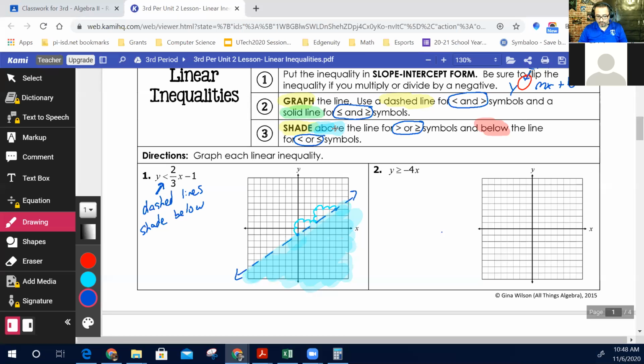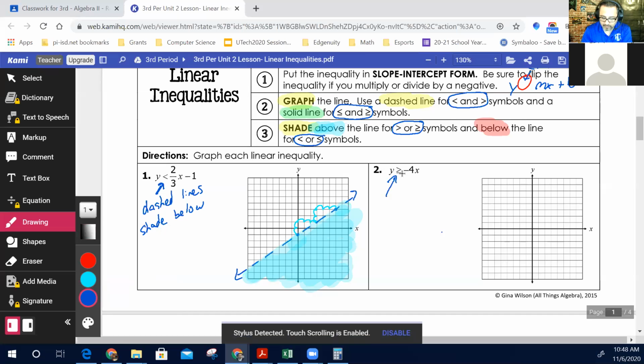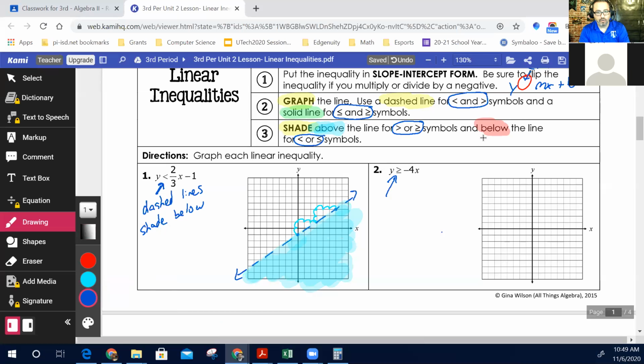to negative 4x. Well, it has the y by itself there, so that's great. It's already in the form of slope-intercept, so we don't have to worry about that. Now we take a look at the inequality symbol. This says greater than or equal to. The first thing to do is determine whether this is going to be a solid line or a dashed line. Because it has the equals on there, this indicates a solid line.